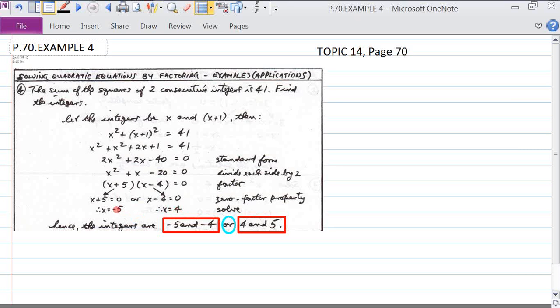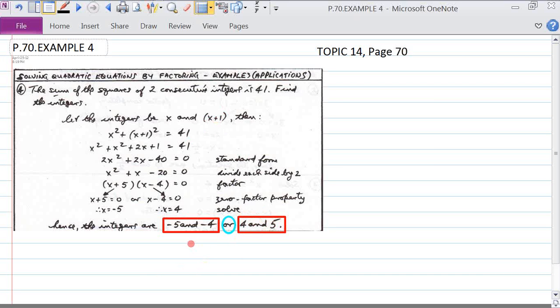Now, if x equals minus 5, we go back here, the next consecutive number is minus 5 plus 1, which would be minus 4. So the two consecutive numbers, one possibility, is minus 5 and minus 4. Now, the other possibility is that if x is equal to 4 right here, 4 plus 1 is 5, so 4 and 5.